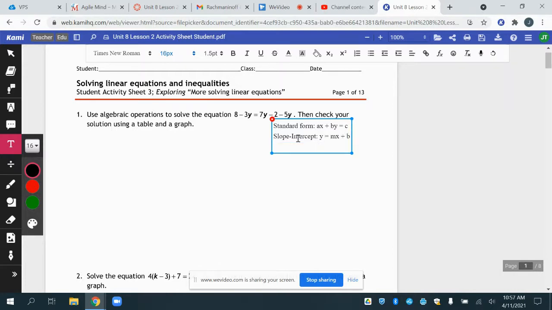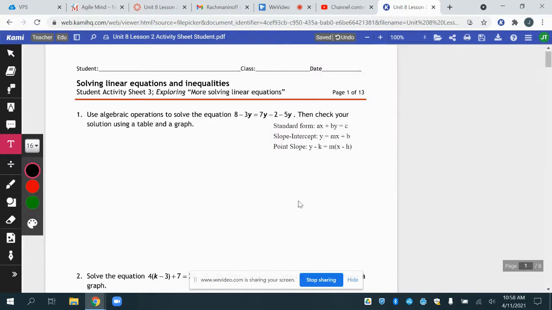And then the third form we had was point-slope form. It was y minus k equals m times x minus h. We often use h and k. You'll see those in Algebra 2 when we're trying to show that the line goes through the point (h, k).